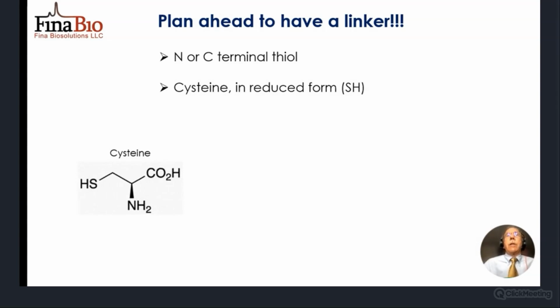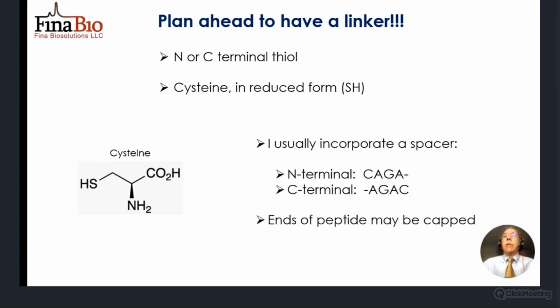For thio-ether conjugation, your peptide is going to have a cysteine. Ask for it in a reduced form. The cysteine can be on either the N or C terminal. If you don't know or don't have a preference or any reason to, I suggest putting it on the N terminal. I usually incorporate a spacer, CAGA, or on the C terminal, AGAC. And the ends of the peptide may be capped with, say, an acetate group in order to promote stability. You should note that anything you do, such as adding a linker to it, could affect your peptide structure, but it's very difficult randomly or offhand just to identify that.